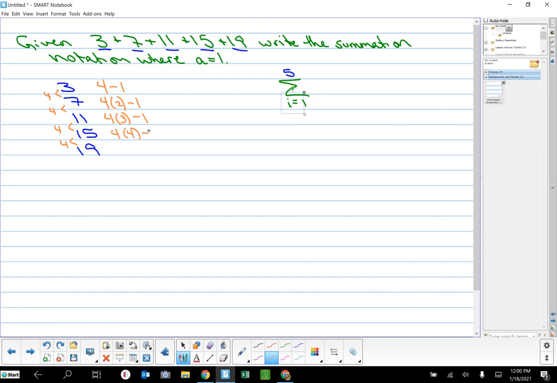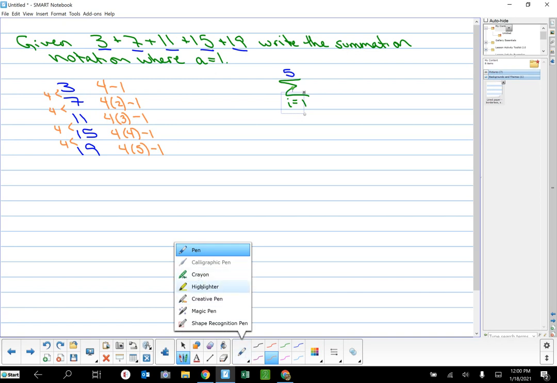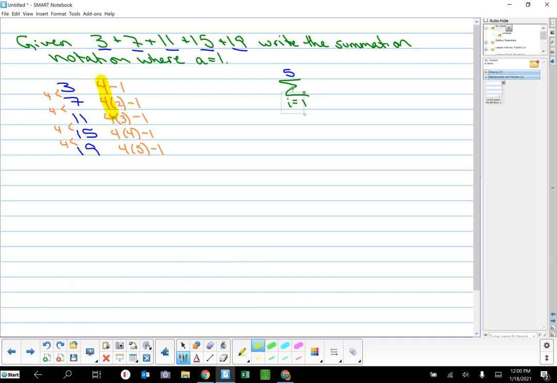Again, what you want to notice here, if you have things that are similar, the 4s are common all the way down. The 1s are common all the way down. The things that are changing, boom, boom, boom, boom, that's going to be my I value. So this is a 4, and this is changing because this is really 4 times 1, right? So that's my I. And then the 1 is static. And so that formula will generate these numbers every single time, no matter what term.